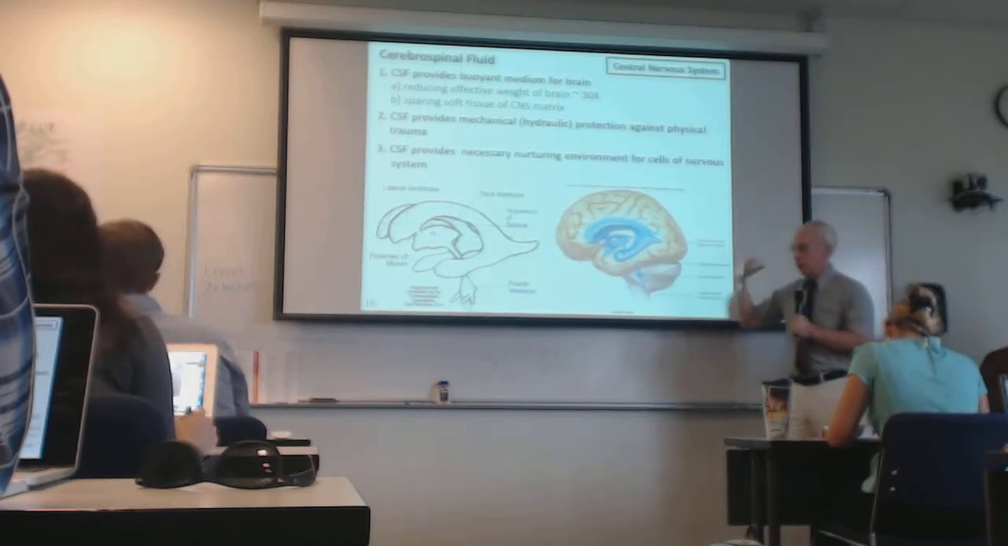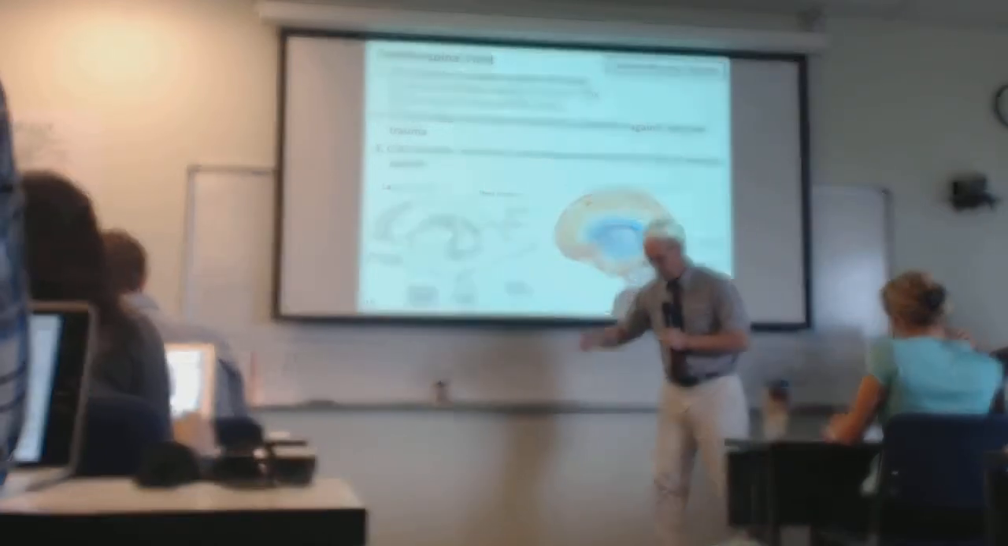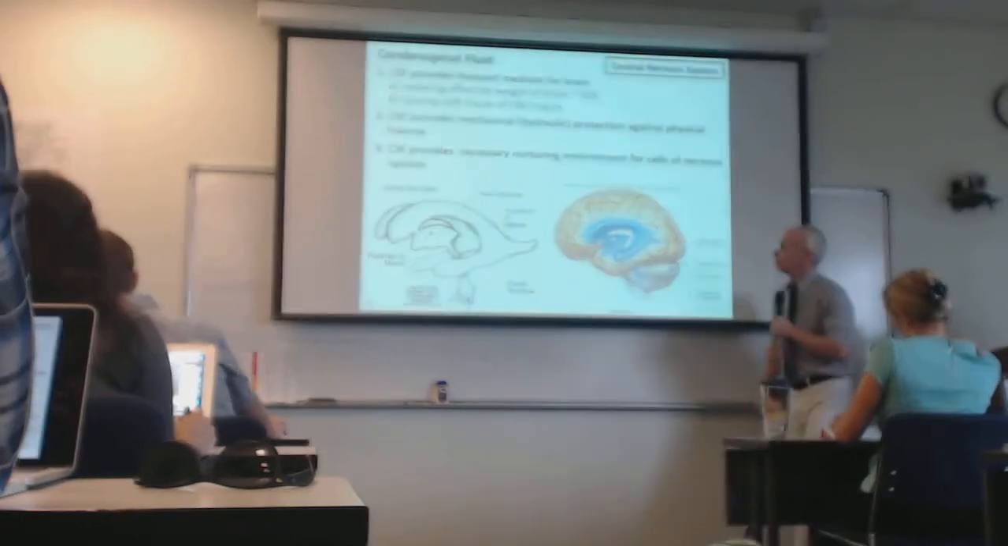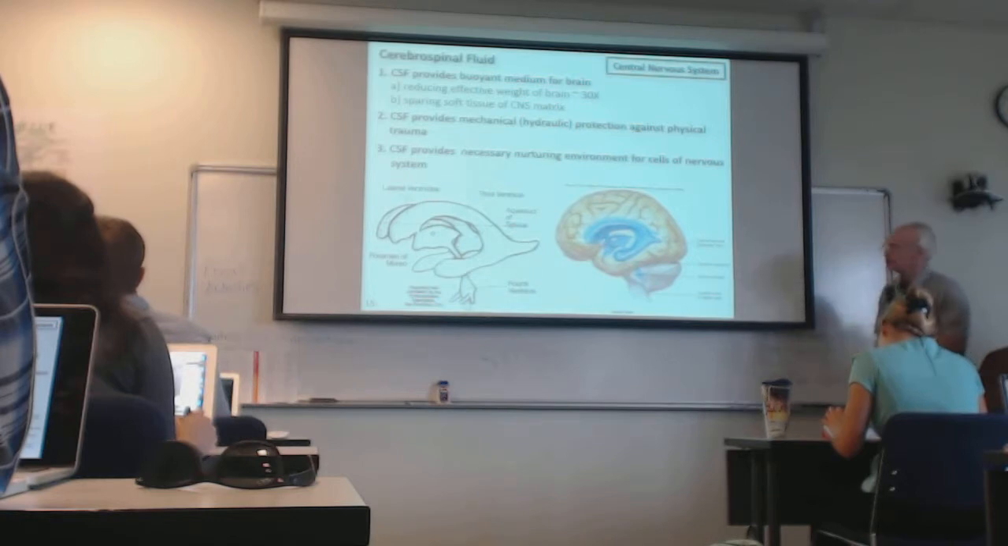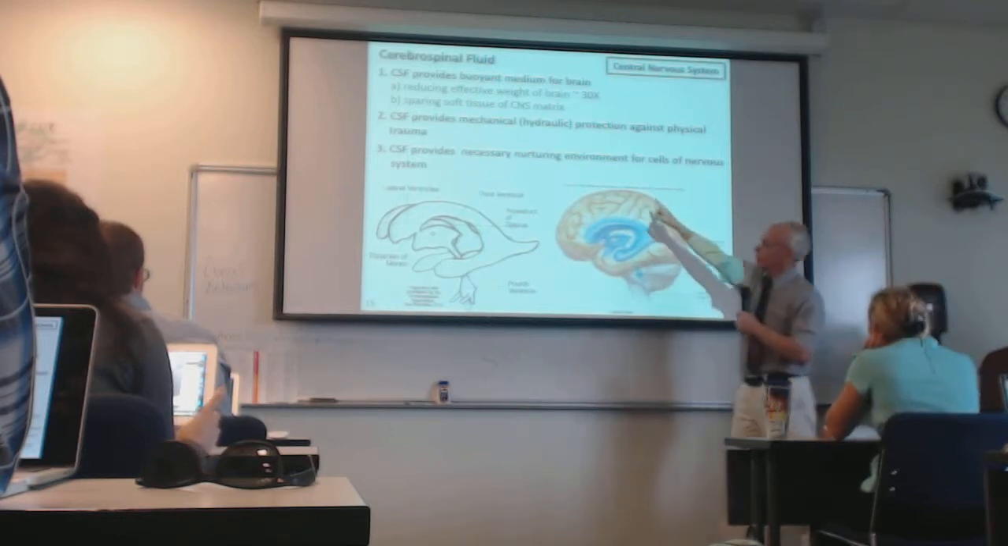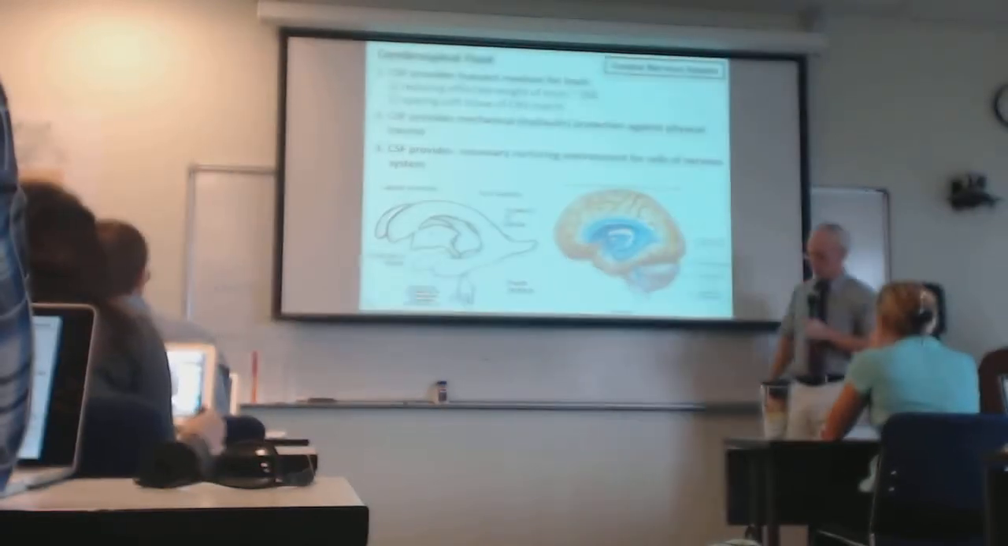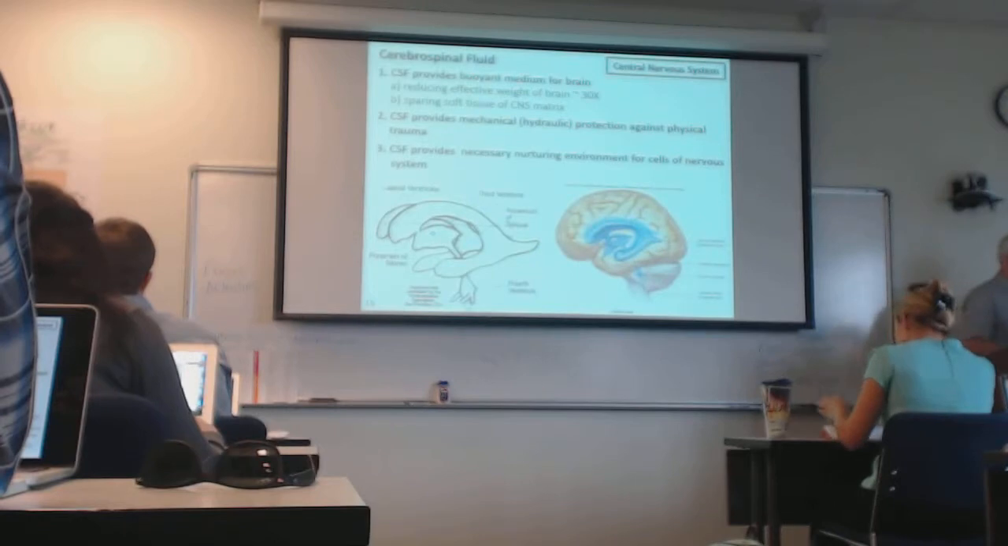And of course, we talked about contre-coup injuries, that the CSF tends to provide protection against any type of traumatic deceleration or acceleration injuries. And then the CSF, we've indicated, also plays a role in nurturing the entire central nervous system.